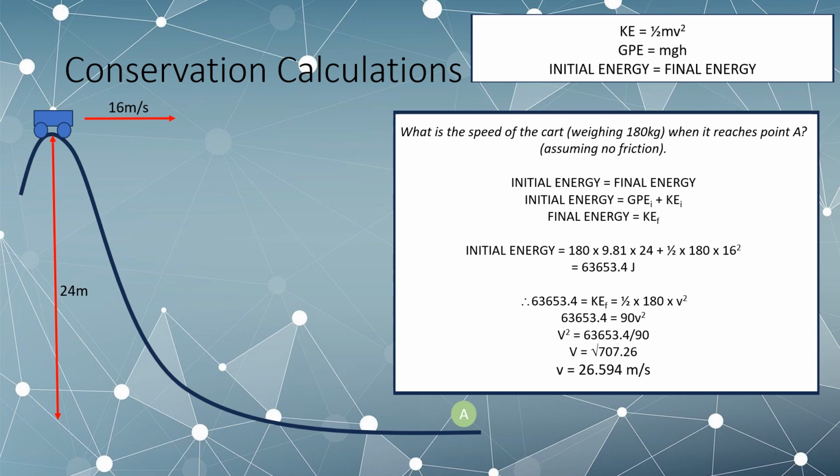You'll see in my calculations, I've got a little I next to it. That's to indicate initial energy, and F is to equal final energy. So I have kinetic energy initial when it's at the top of the hill, and kinetic energy final when it's at the bottom of the hill.